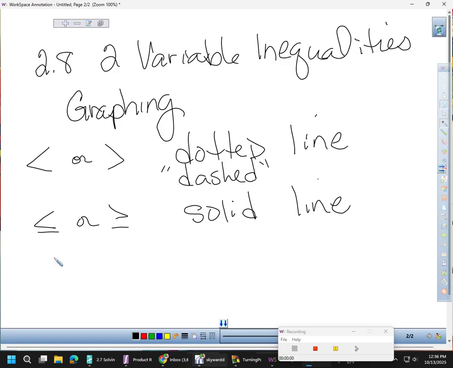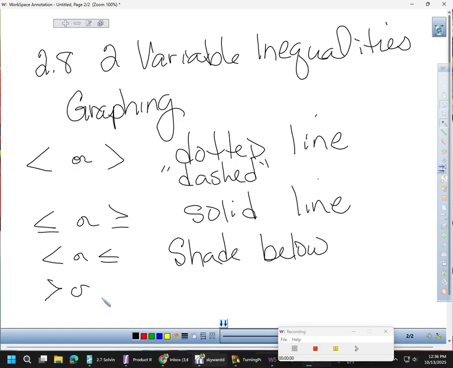If you have a less than or equal to, you are going to shade below the line. And if you have a greater than or equal to, you are going to shade above the line.